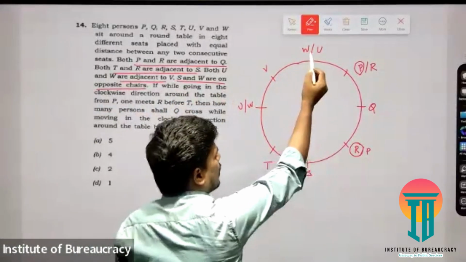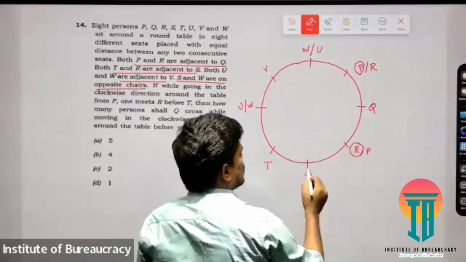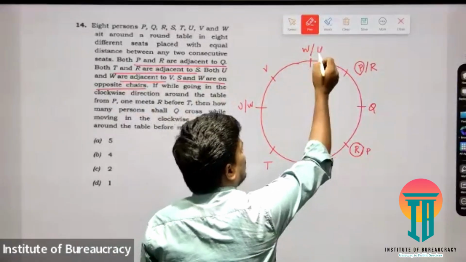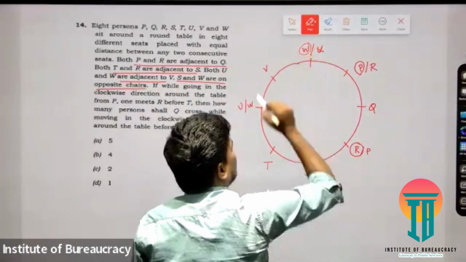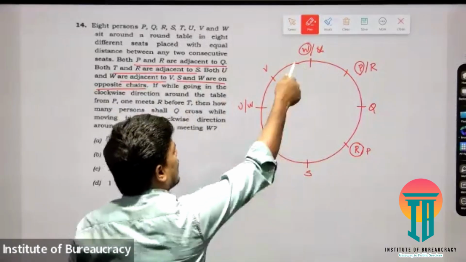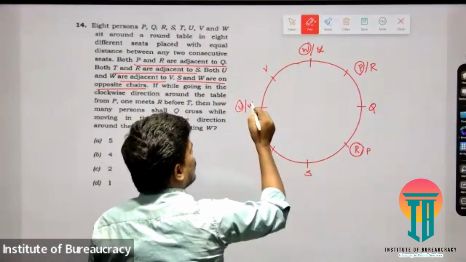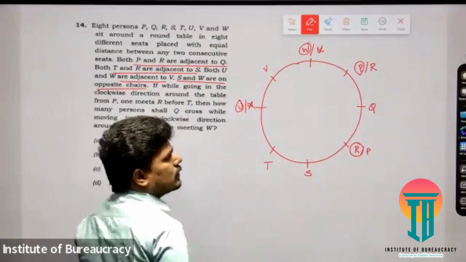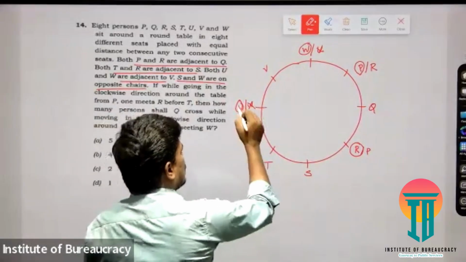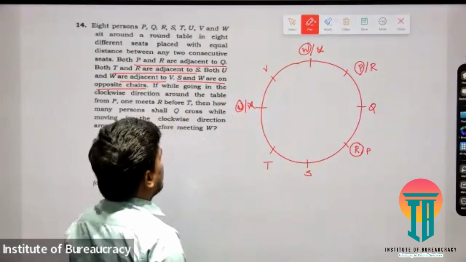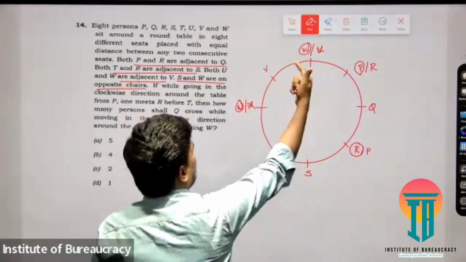S and W are on the opposite chairs. Therefore, opposite to S, it is not going to be U. It is going to be W. So if it is W here, here it is going to be U. It is not going to be W here. So here it is going to be U. Now, U and W are adjacent to V. That is fixed.